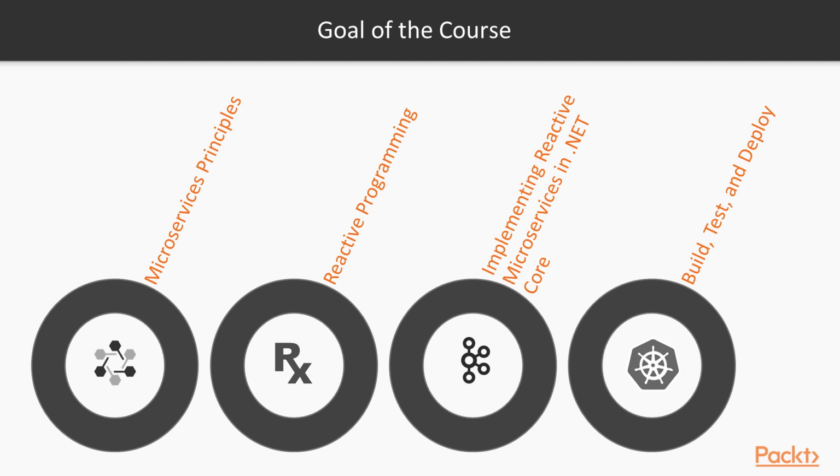This is where Kubernetes comes into the picture. It orchestrates the lifetime of individual Docker containers, giving us the primitives we need to construct robust and scalable systems. We'll see how to deploy our microservice application to a Kubernetes cluster in Azure.